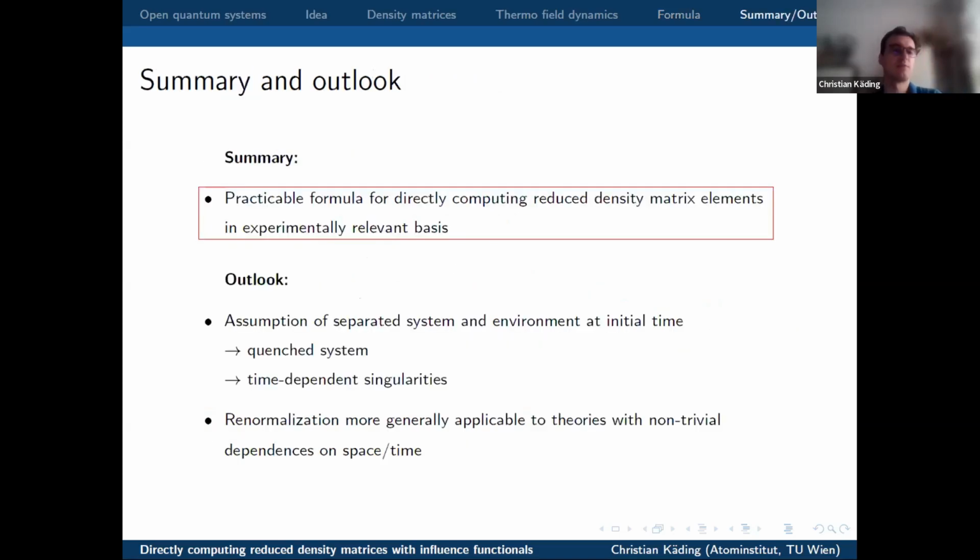Right, so the summary: we found a practicable formula for directly computing reduced density matrix elements in an experimentally relevant basis, so we can apply it to quantum experiments.